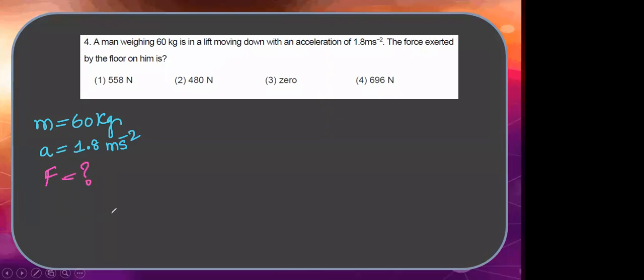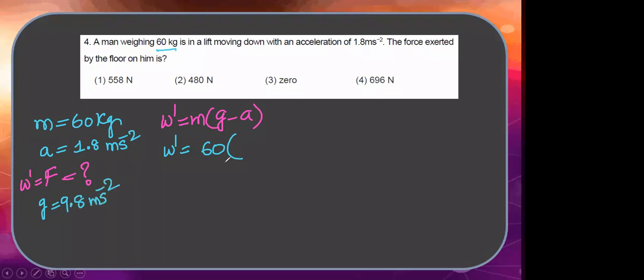Then apparent weight is to be calculated. This is nothing but apparent weight. The apparent weight W dash is equal to m into g minus a, when the lift is moving down. Therefore, apparent weight W is equal to m, given as 60 kg, into acceleration due to gravity, which we may take as g equals 9.8 meters per second square.